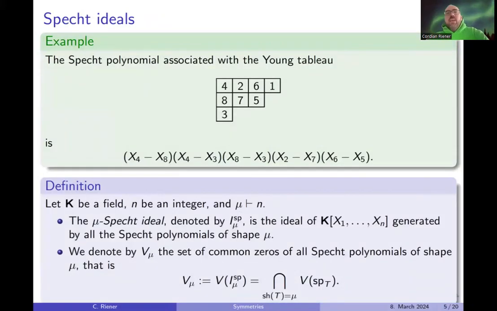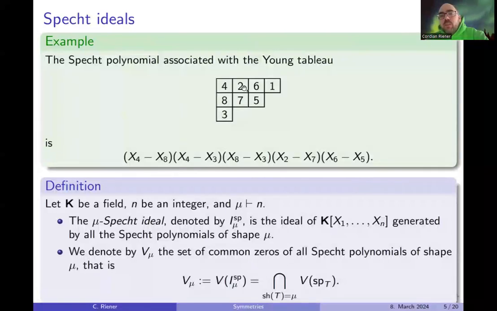I take this Young tableau, where the partition is 4, 3, 1. I have filled it with the numbers from 1 to 8. And what I do now is look at the first column. The first column is 4, 8, 3. So I have the Vandermonde determinant of these three numbers, 4, 8, and 3, which gives me exactly the first three factors of this polynomial.